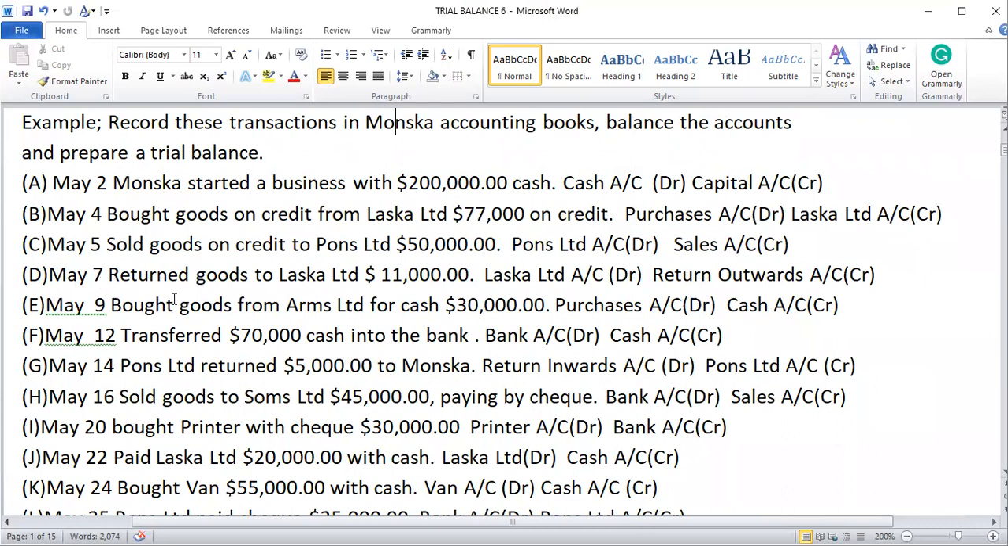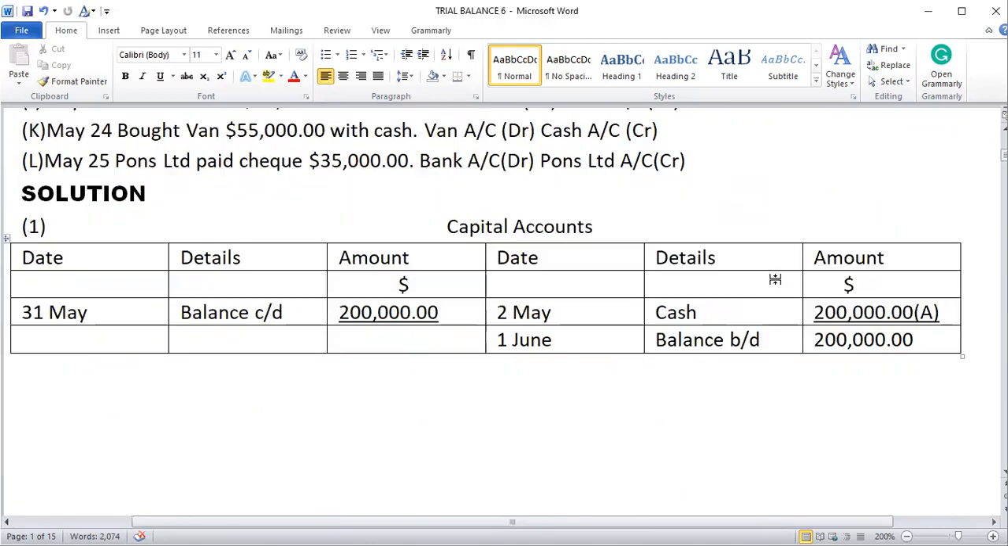Then May 7th, returned goods to Laska Limited, $11,000. The Laska Limited account we have to debit with $11,000 because it is receiving the goods back, and the returns outward account, because we are giving out the goods, should be what? Credited. So let us look at the ledger.